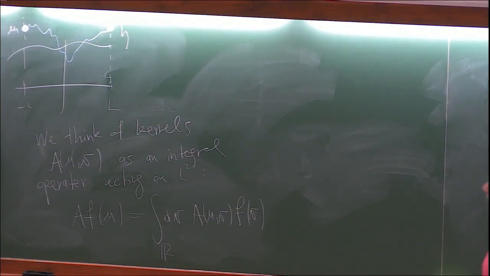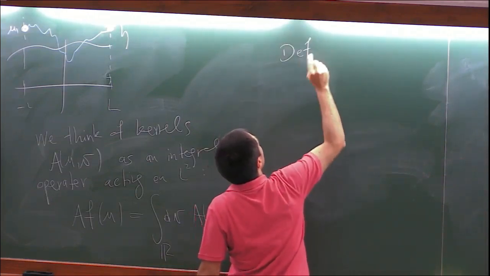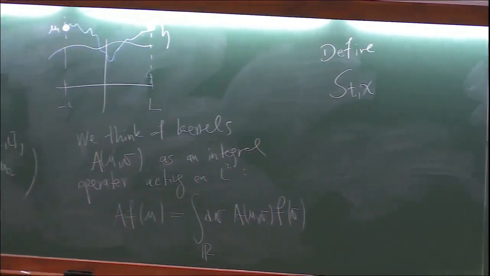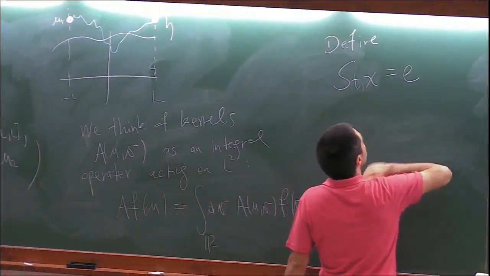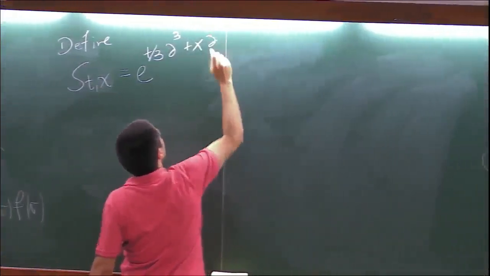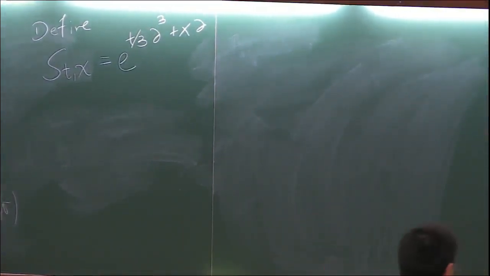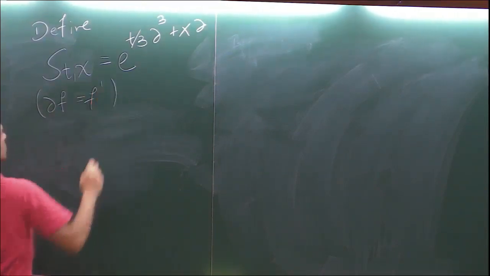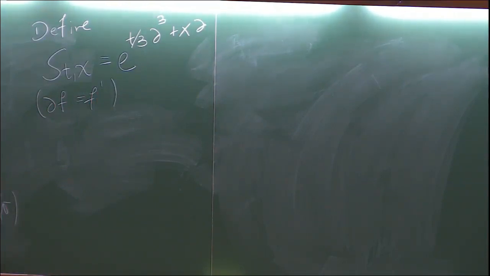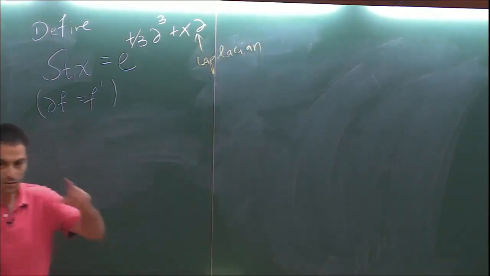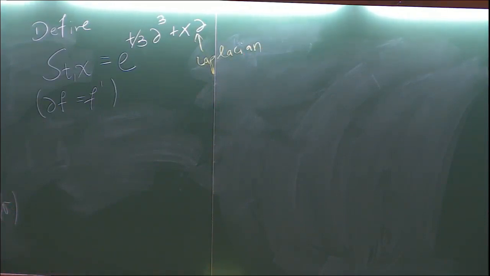And next I need to consider another family of operators. So now I'm going to define something else. I'm going to define S_{t,x} to be the following operator: e to the t times the third derivative plus x times the second derivative. And I'm going to have to explain what this means. Here, d f is f prime. This thing here is just the Laplacian. Yesterday I was writing the little triangle or the delta for the Laplacian, but now I have third derivatives as well, so it's easier to write that.